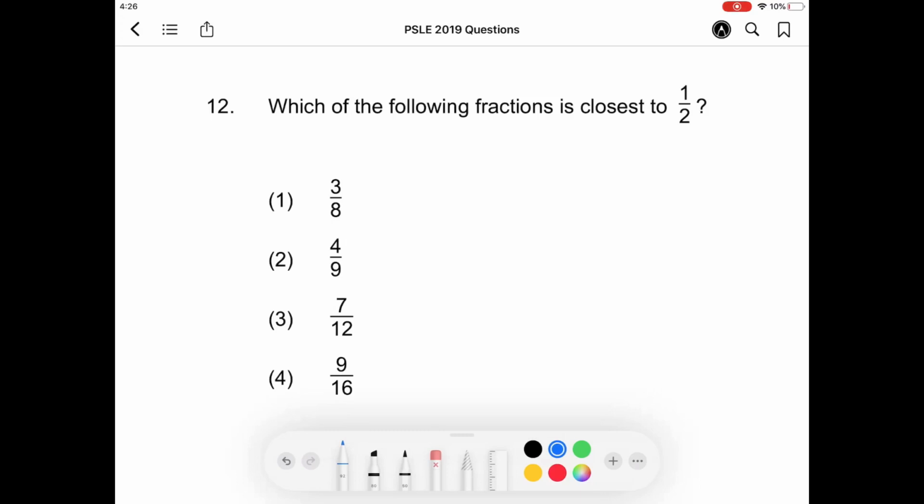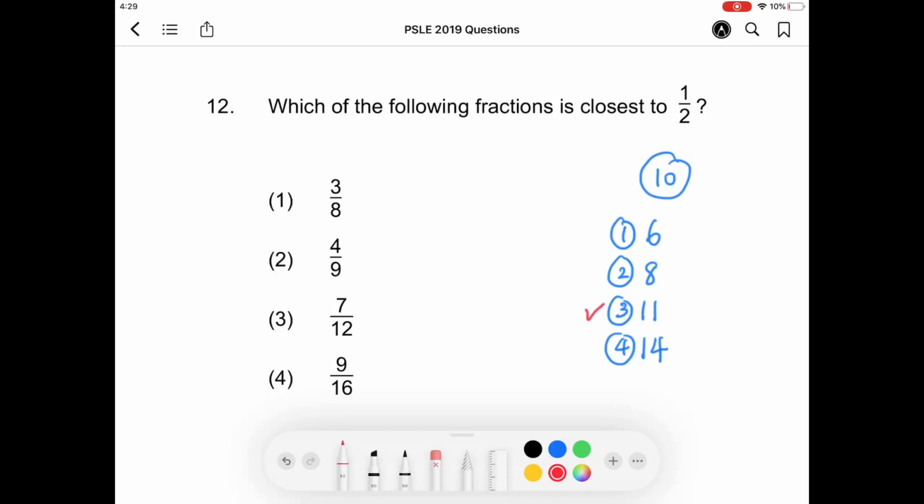Question 12. Which of the following fractions is closest to half? To help you better understand how to solve this question, perhaps let me use a question on whole numbers to help you understand better. Say for example, if the question is which of the following is closest to the number 10? Option 1, is it 6? Option 2, is it 8? Option 3, is it 11? Option 4, is it 14? Now obviously the answer is option 3, 11.